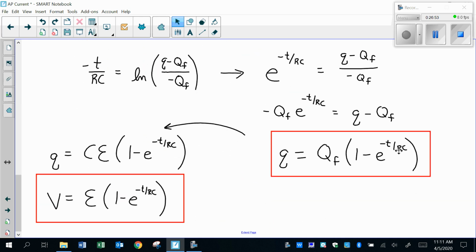So if I plug in one time constant, so basically if I make this negative RC over RC, so if I do e to the negative first power, I get 0.367. Let's call it 0.37. 1 minus 0.37 is 0.63. So this whole fraction, this percentage that I told you about, is going to be 63%.